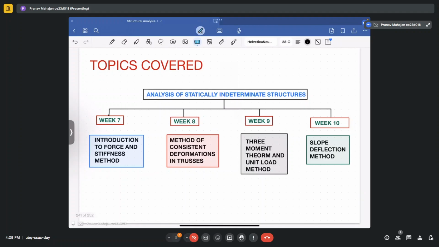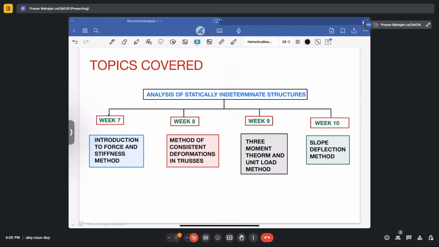Later, from week 7, we shifted to the analysis of statically indeterminate structures. We started with the force and stiffness methods. We defined the various methods that come under the category of force methods, and we also defined some methods which come under the category of stiffness methods.